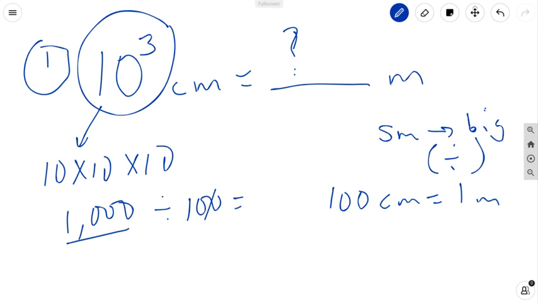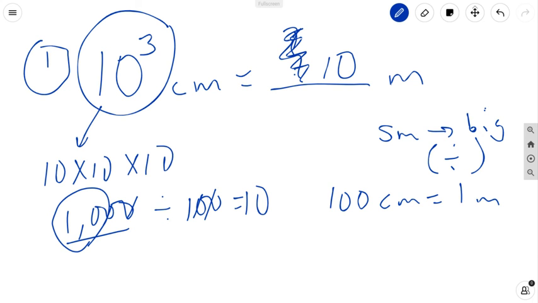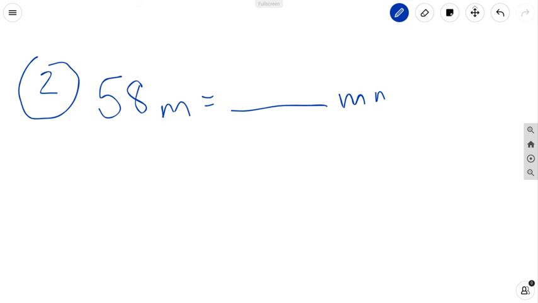In this case, we could cross off 1 zero there, 1 zero there, 1 there, 1 there. We're left with the 10. That's our answer, 10 meters. Okay, let's try another one. Let's try number 2. We have 58 meters, and we're going to convert that to millimeters.